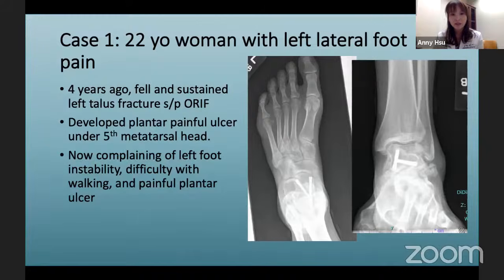She's now developed a very painful plantar ulcer underneath the 5th metatarsal head. And she said her foot will roll out under her. She has a hard time walking. And her pain is predominantly over the plantar aspect of the ulcer. So you can see on her AP x-ray, she has her talus fixed with the intact implant in there. And the medial column is a little bit shortened from the talus malunion.